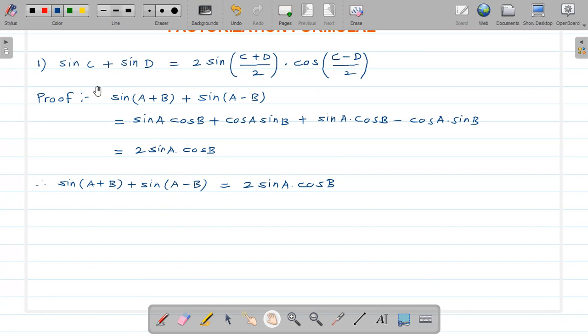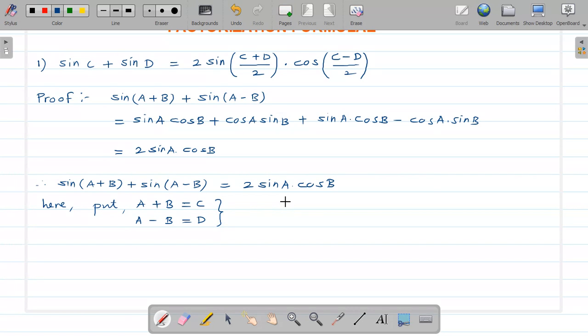Now to get the factorization formula in the form of sin C plus sin D, after this step, we will consider A plus B is equal to C and A minus B is equal to D. If you consider it like this, then you solve these two equations to get the values of A and B. Okay, now if you add these two equations, A plus B is equal to C and A minus B is equal to D, what do we get?